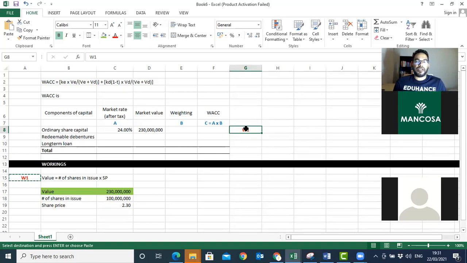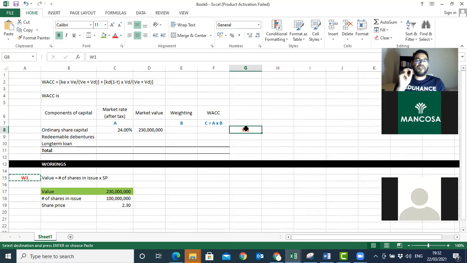For ordinary share capital, the market rate can be determined in three ways if it is not given. It was given, so we just plug it in. But if it was not given, there are three methods we can use to calculate it. Number one, the CAPM method. Number two, the dividend growth model. Number three, bond yield plus risk premium. For market value, there are two methods. It's either given, and if it's not given, there are two methods. It was not given, so we needed to calculate it. How can we calculate it? Either through the market capitalization method or through the dividend growth model.